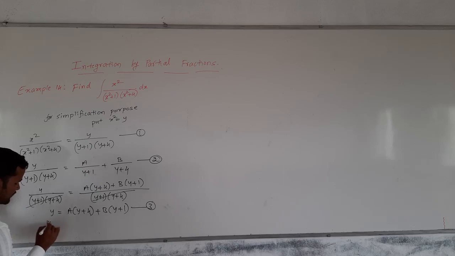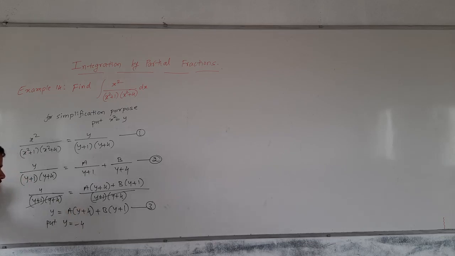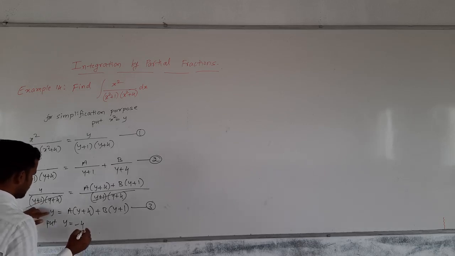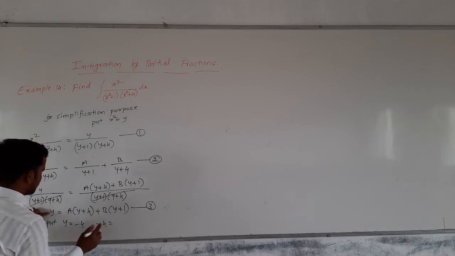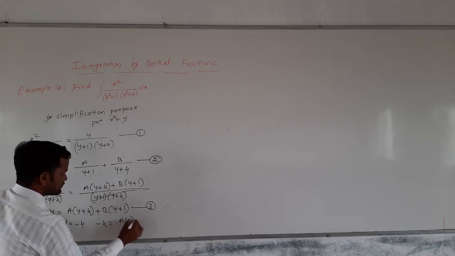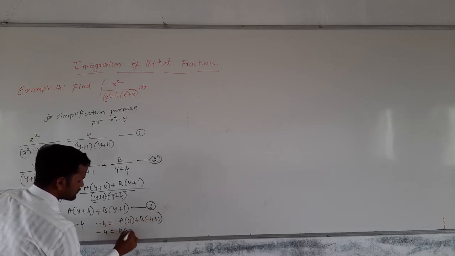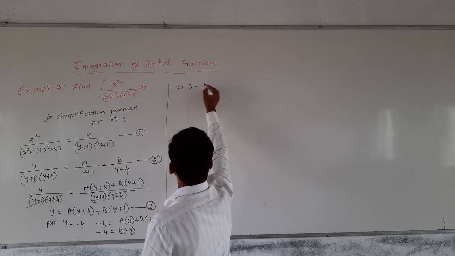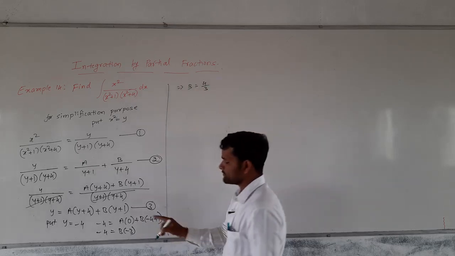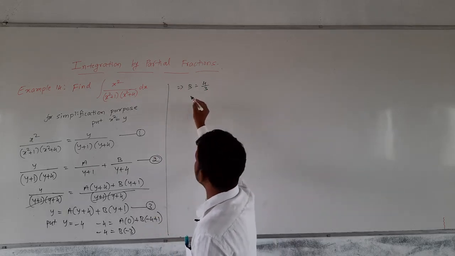Then what we do, we will substitute y is equal to minus 4, since y plus 4 is there, this term becomes 0. We can find out the value of b very easily. Y equal to minus 4 I am substituting, therefore equation 3 implies minus 4 is equal to a into 0 plus b into minus 4 plus 1. Minus 4 is equal to b into minus 3. Then what is the value of b? This implies b is equal to 4 by 3. Minus minus get cancelled, 4 by 3. B value you got.